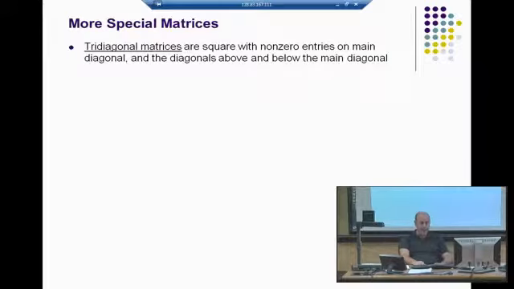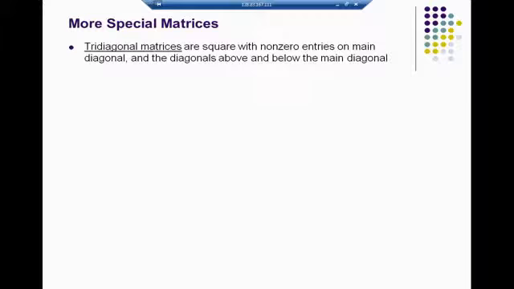A tridiagonal matrix is, well, we already know what that is. We talked about tridiagonal matrices. It's one where you get something on the main diagonal and then things on the off diagonal. That's exactly the same thing we saw last time. The off diagonal terms don't have to be the same.